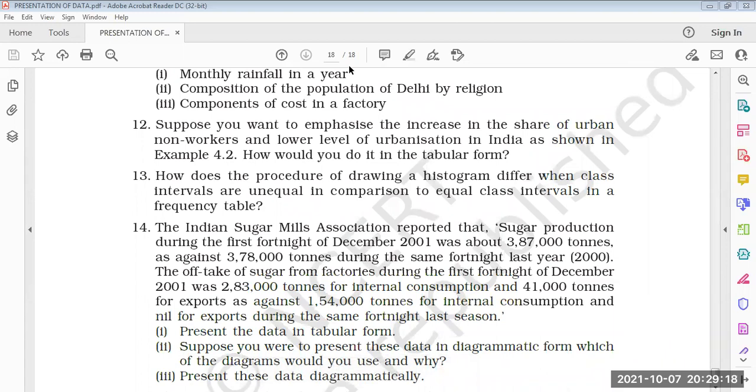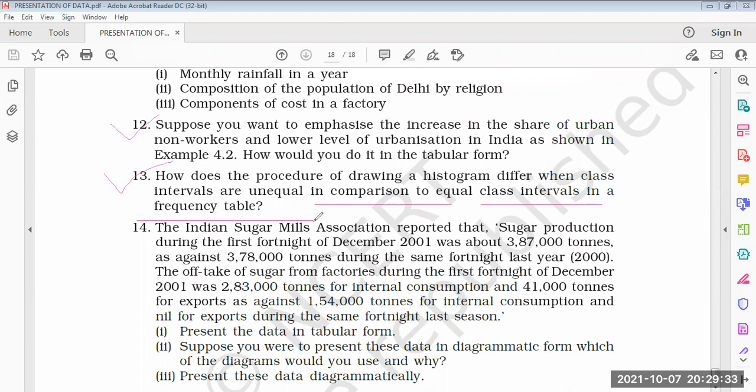So the 12th problem is over now. Yes, sir. Okay, then the next one, the 13th one. How does the procedure of drawing a histogram differ when class intervals are unequal in comparison to equal class intervals in a frequency table?